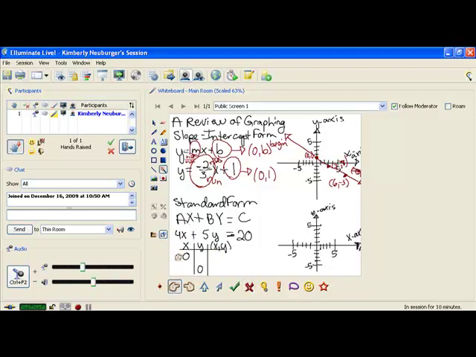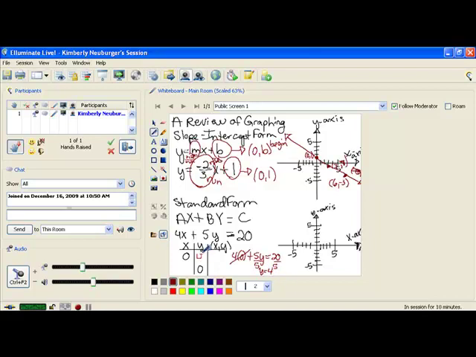So we're going to start with this one here, and plug 0 in for this x right here and see what we get. We get 4 times 0 plus 5y equals 20. 4 times 0 is just 0, so that disappears, and we solve what's left over. What's left is 5y equals 20, so you divide both sides by 5, and y is 4.